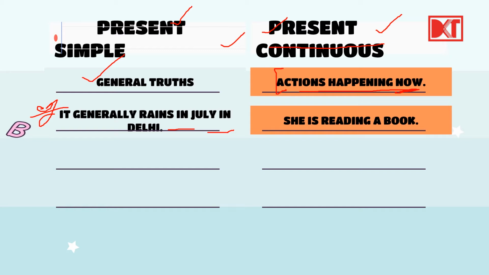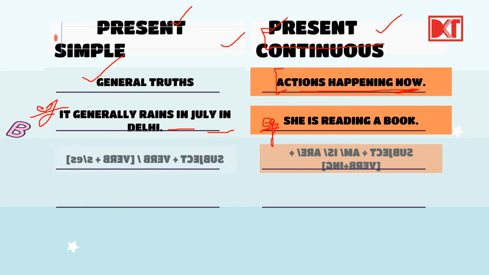So present simple for general truths, like it generally rains in July in Delhi. And then present continuous for actions happening now. For example, she is reading a book. All right, now let's see next.